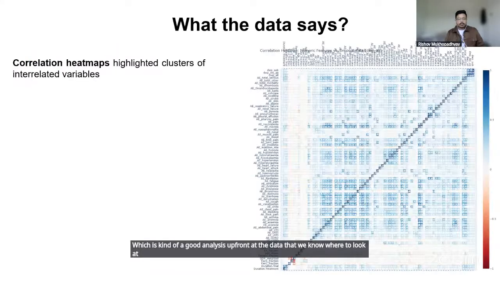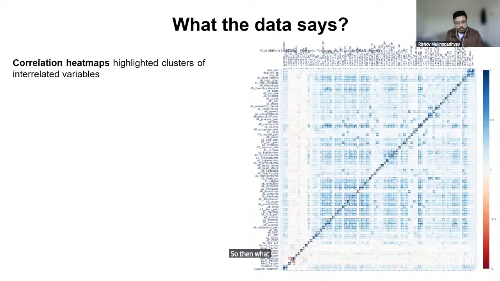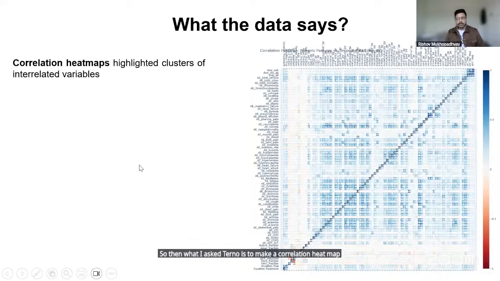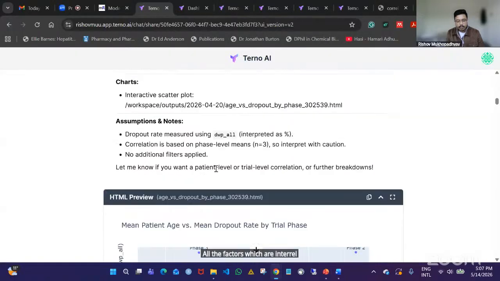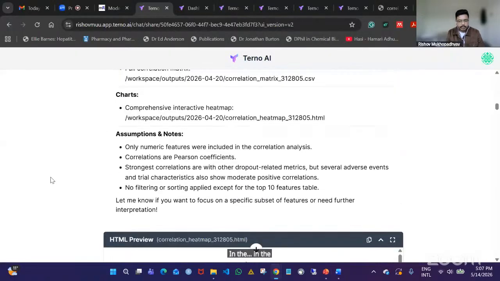So then what I asked Torno is to make a correlation heat map. And I asked Torno to correlate all the factors which are interrelated as a heat map.